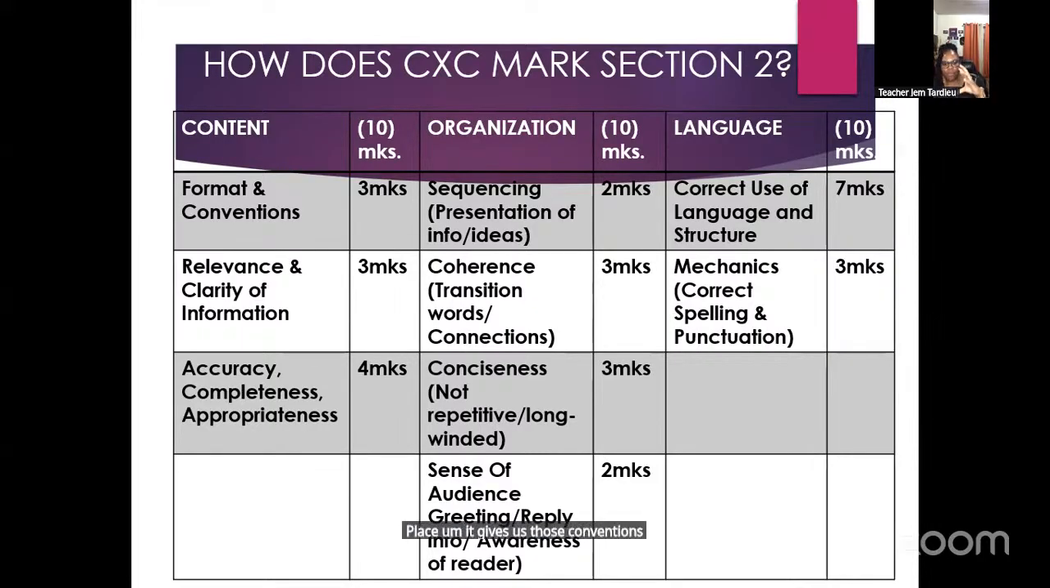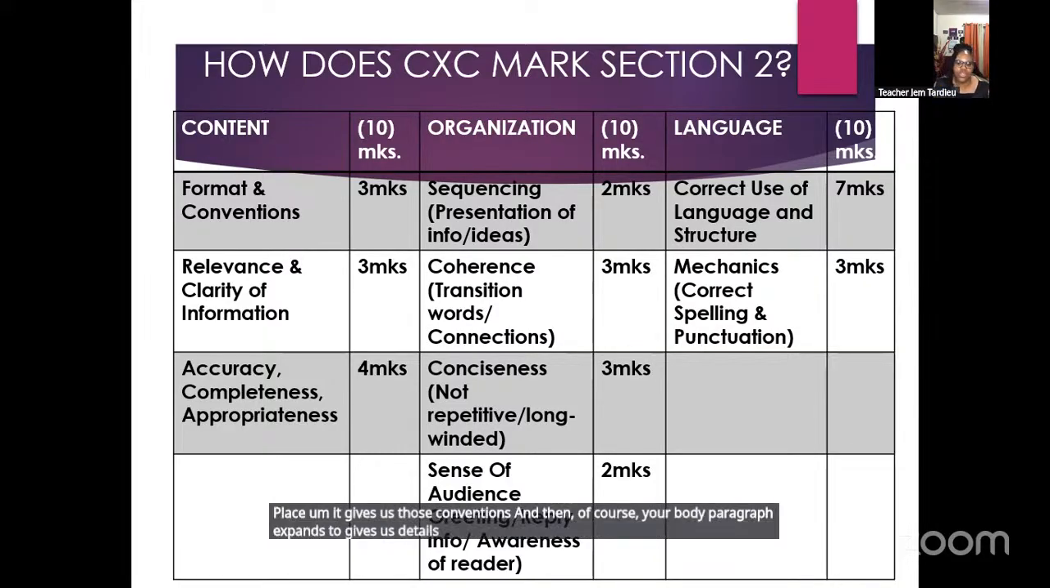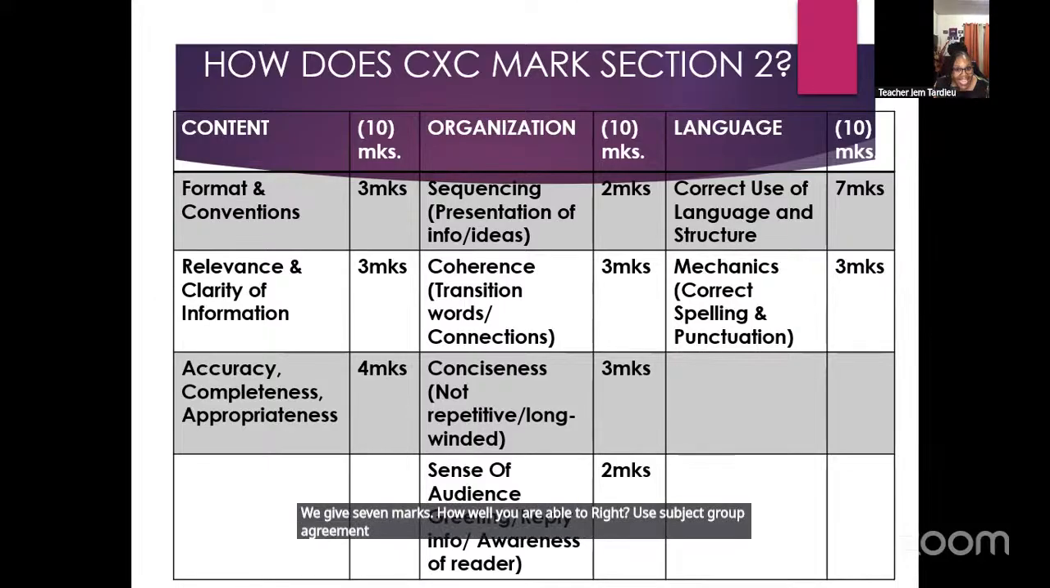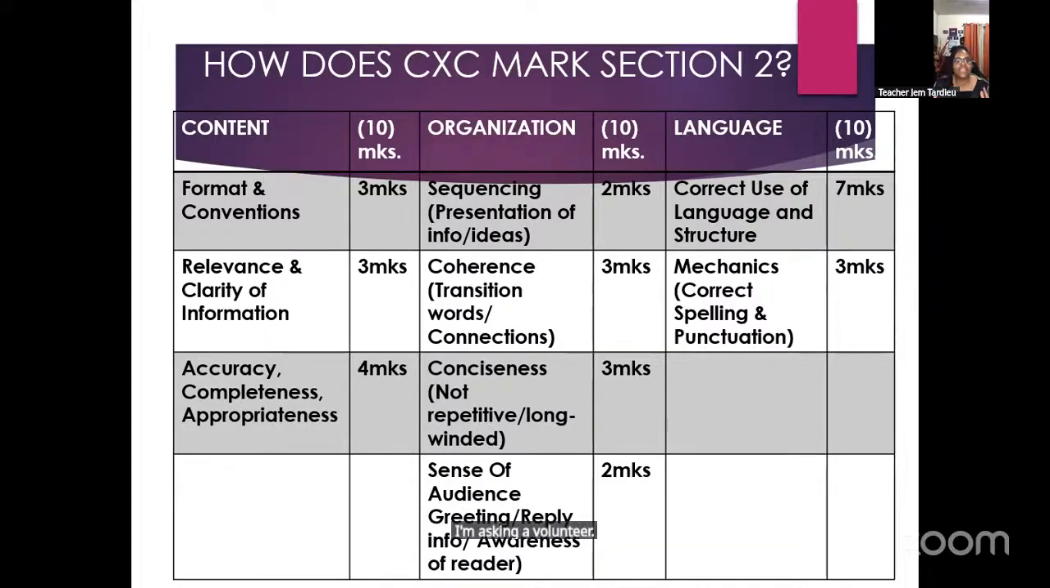And then, of course, your body paragraph expands and gives us details. And then you have your conclusion paragraph. Then, of course, correct use of language and structure. We give 7 marks for how well you are able to write, use subject-verb agreement, and use the correct tense. Remember, if it's a report, what tense should it be in? I'm asking a volunteer. If we are writing a report, what tense did we say in the beginning that a report should be written in?